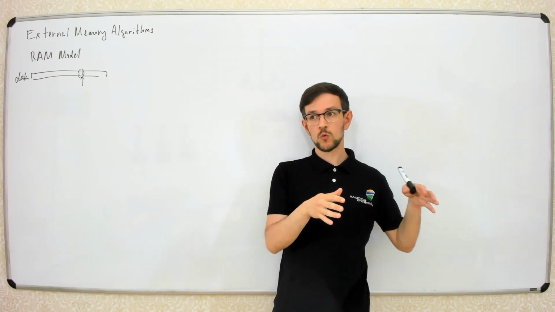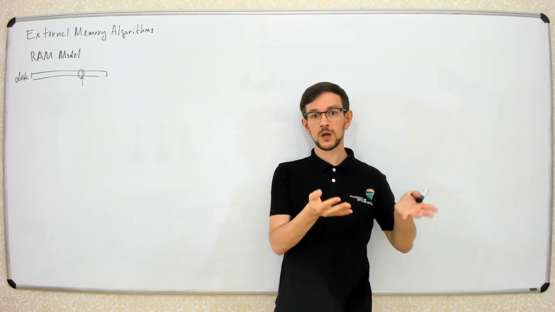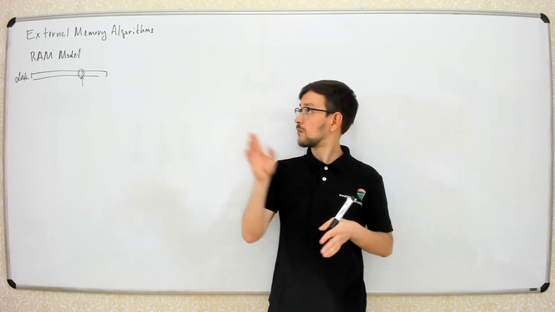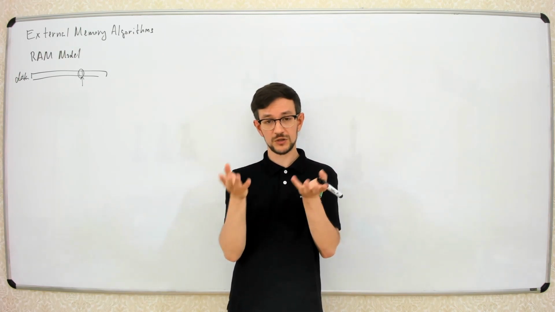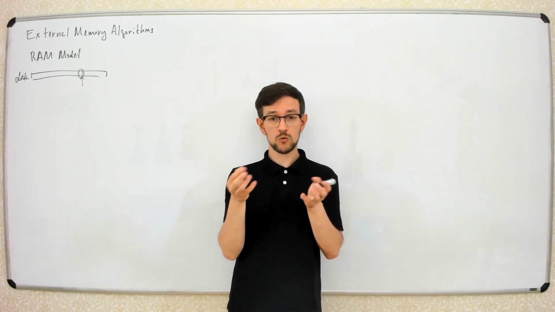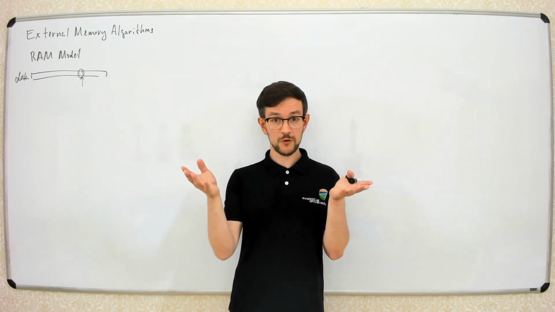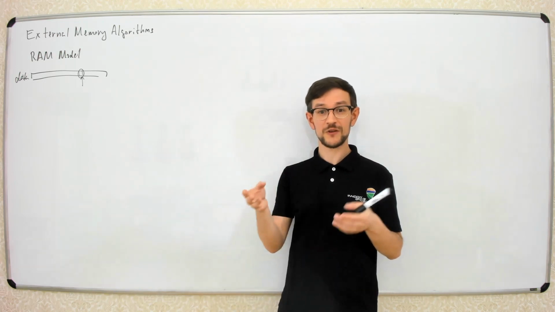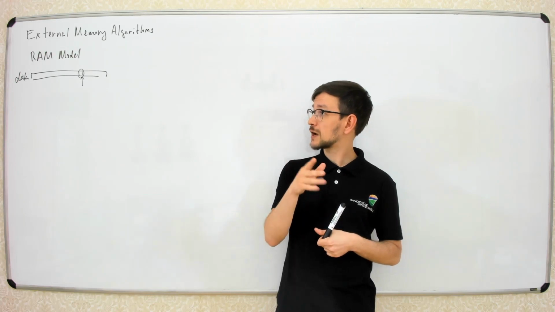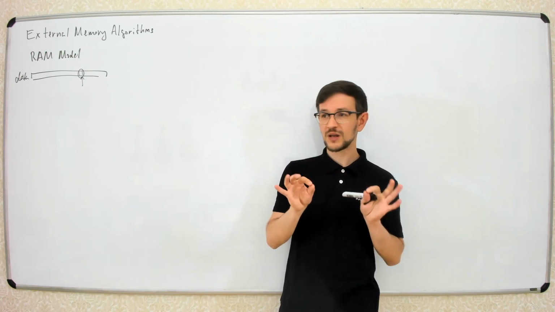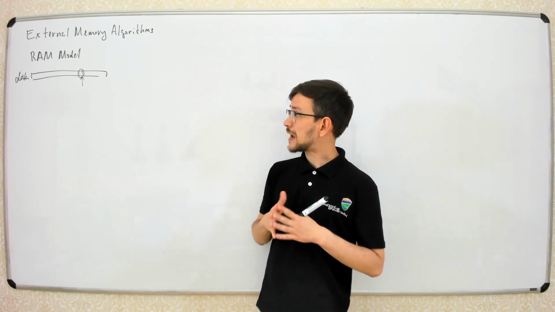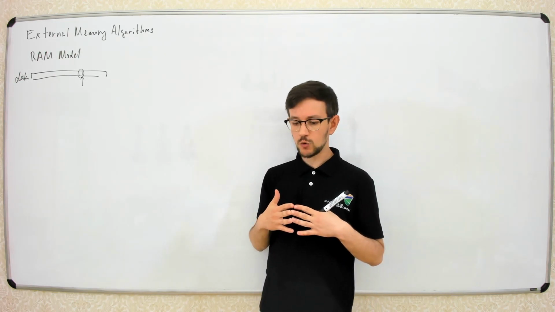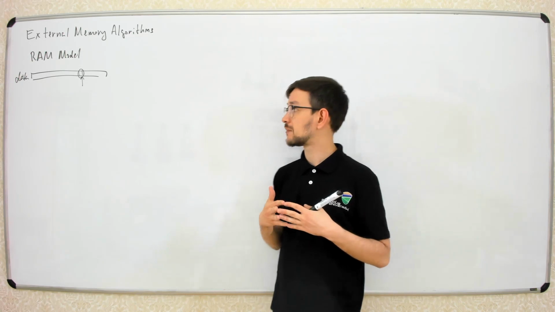So if you're working on a standard computer program, usually the RAM model is what you need, because in a standard program you work with random access memory, and access in random access memory is basically in constant time. Not exactly, but it's very close.